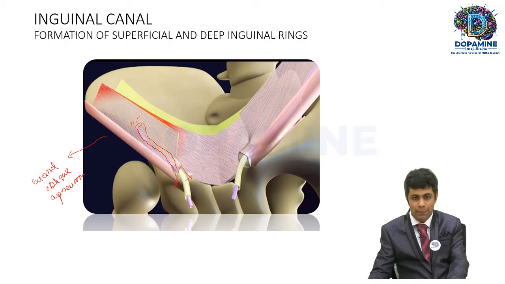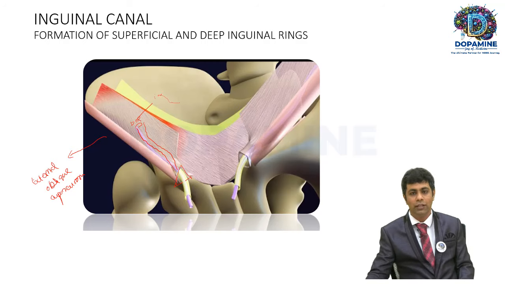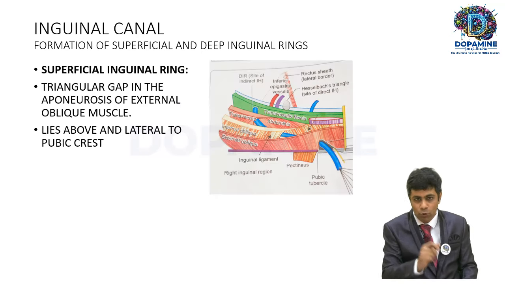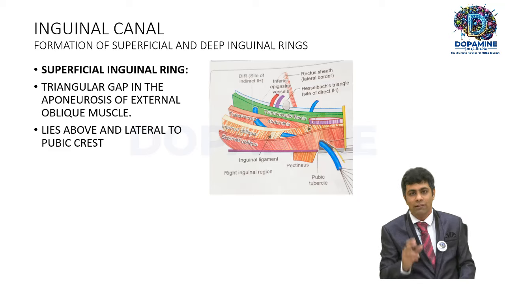This deep inguinal ring is a defect found in the fascia transversalis. So let us discuss that deeper. First we will go into the superficial inguinal ring. So what is the superficial inguinal ring?